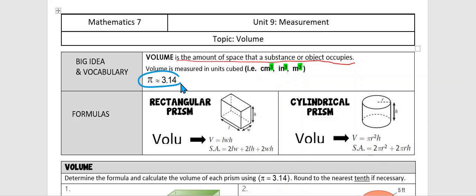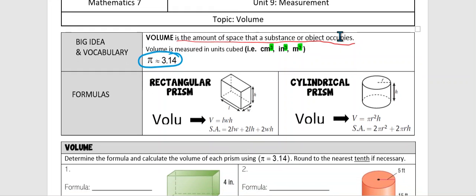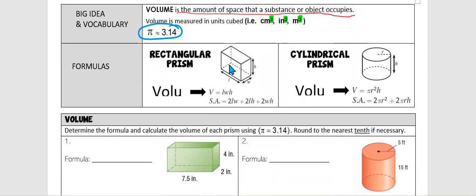Another important thing to note: anytime we use pi, we're going to substitute in the value 3.14. We have two shapes that we're going to be looking at. We have the rectangular prism, which looks like a shoebox, and a cylindrical prism, which is like a cup, a can, or a water bottle. When we calculate volume, on your formula sheet, we're going to use the formulas that start with V equals. We're not going to be using the surface area formulas right now, so you can go ahead and cross those out in your notes packet. We'll come back to those later.